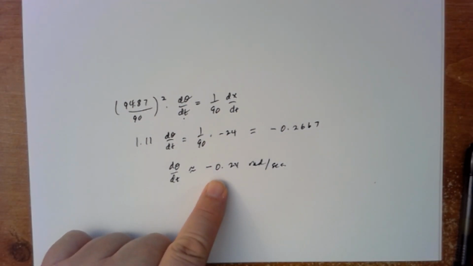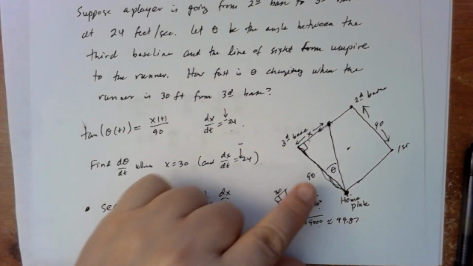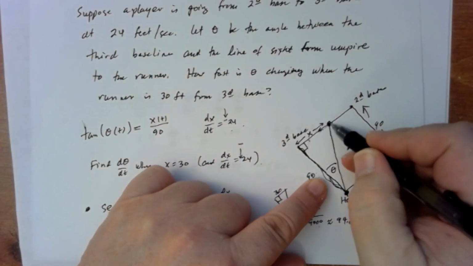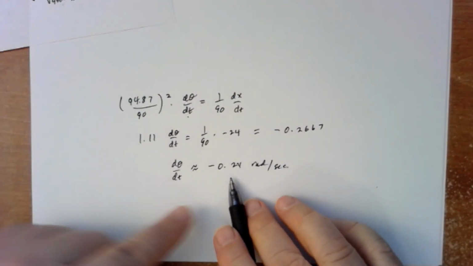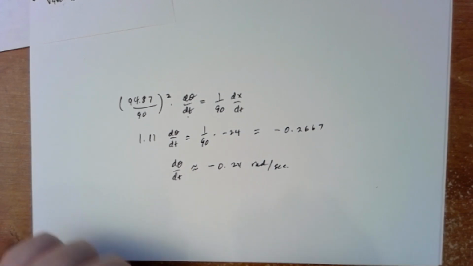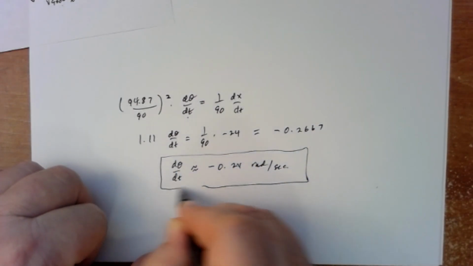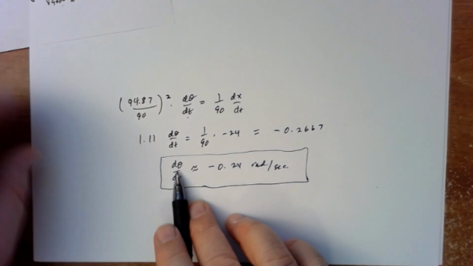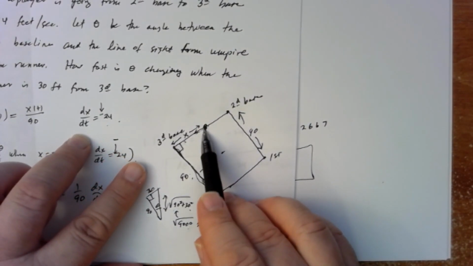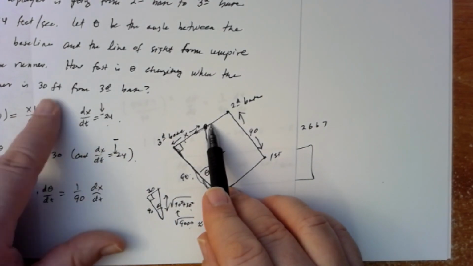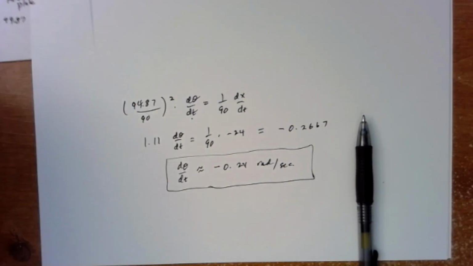Now why is d theta over dt also negative? So notice that as x gets smaller, our theta also gets smaller. And so that's why you can kind of check yourself that the sign of the derivative is correct. Good, there we go. So this is the rate of change of the angle between the umpire and the third baseline when the runner was 30 feet from third base. Good. All right, I think we'll try to do one more.